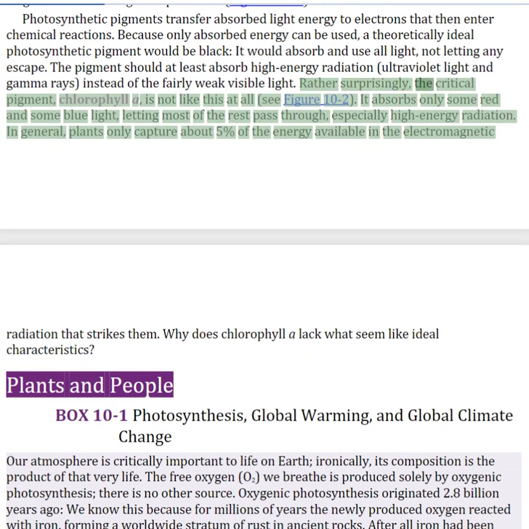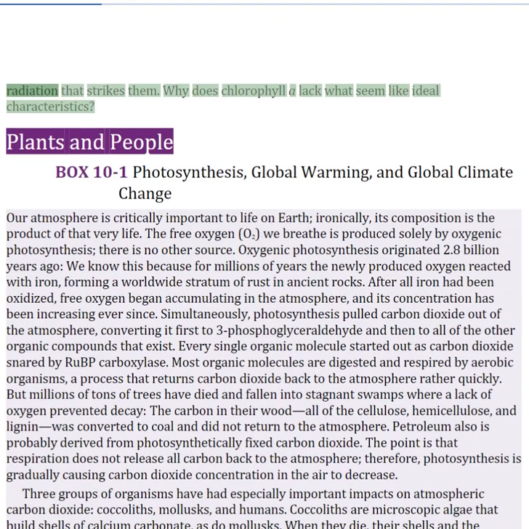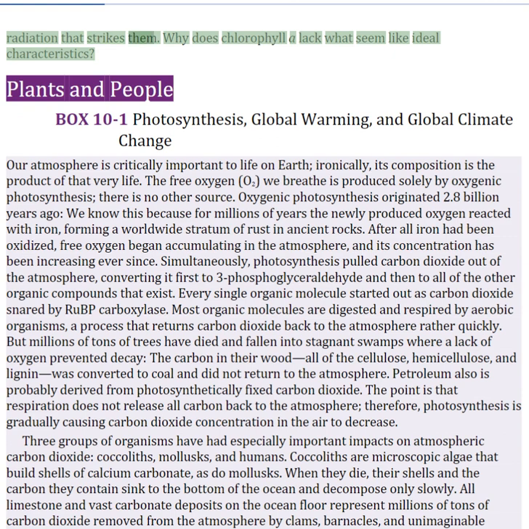Rather surprisingly, the critical pigment, chlorophyll A, is not like this at all. It absorbs only some red and some blue light, letting most of the rest pass through, especially high-energy radiation. In general, plants only capture about 5% of the energy available in the electromagnetic radiation that strikes them. Why does chlorophyll A lack what seem like ideal characteristics?